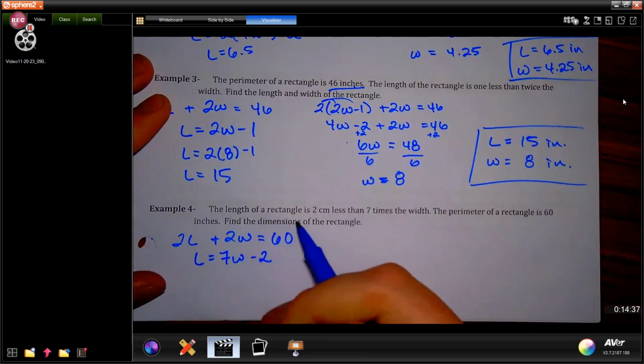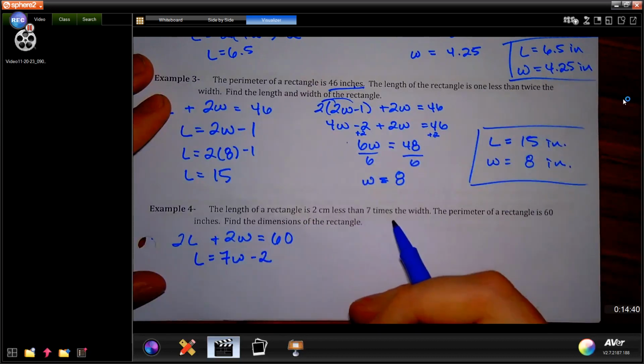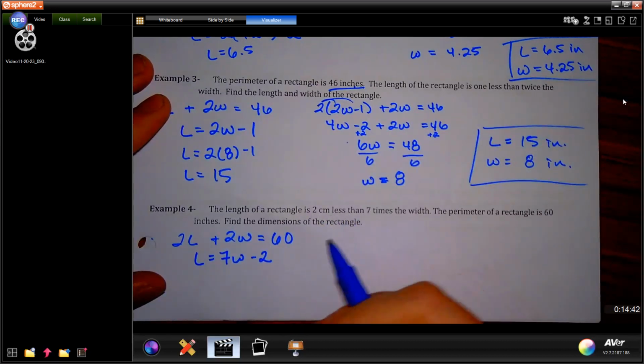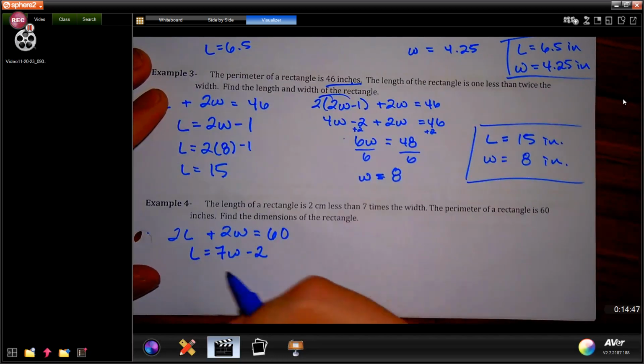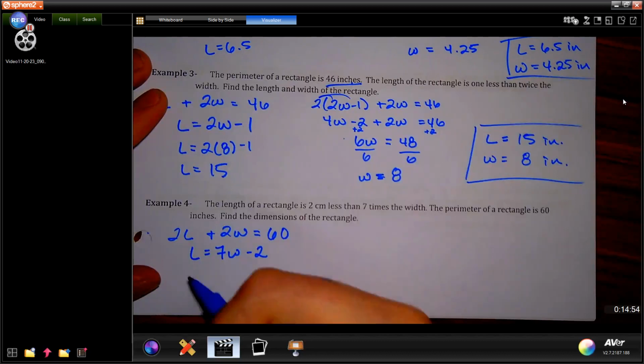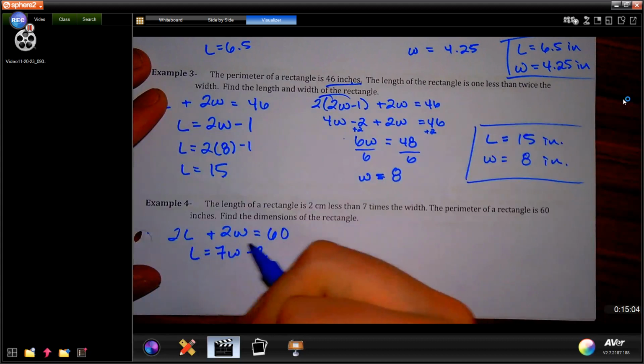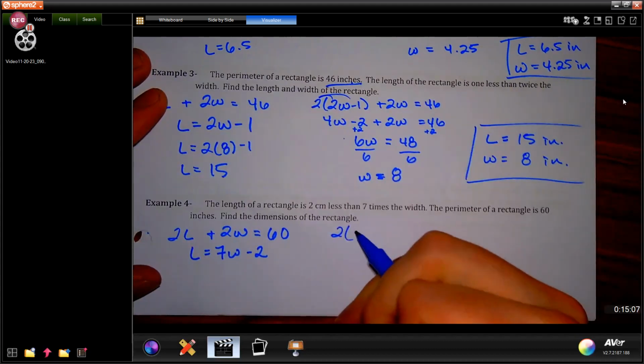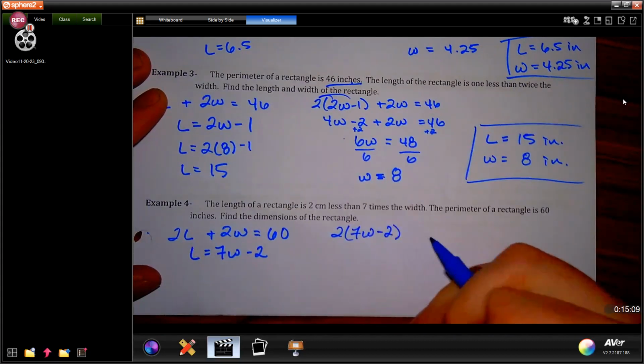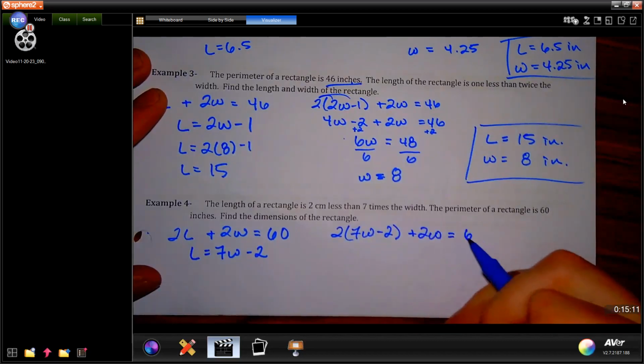Because it says the length of a rectangle is 2 centimeters less than 7 times the width. Less than the width. So that's 7W minus 2. Okay? So from there, let's set it up. Plug in your L right here. So instead of 2L plus 2W equals 60, we would have 2 times (7W minus 2) plus 2W equals 60.